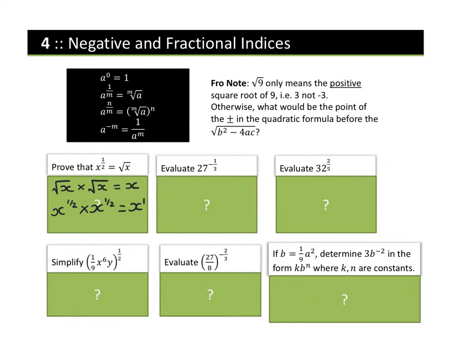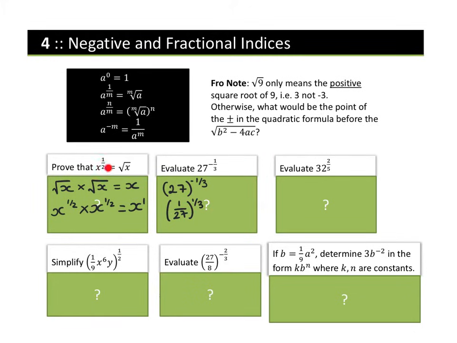So, evaluate 27 to the power of minus a third. Step 1, how do we get rid of the minus? We do the reciprocal of 27, which becomes 1 over 27 to the power of a third. You can see we've got rid of the minus. To get rid of this minus here, we do the reciprocal of the number, so we get 1 over 27, okay? To the power of a third.